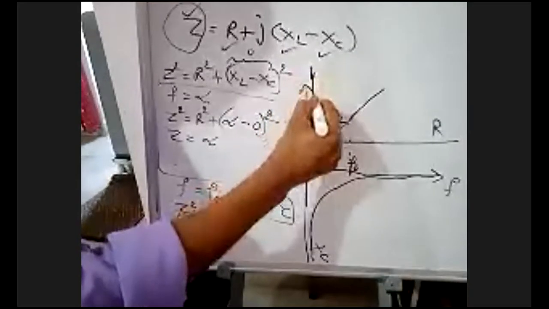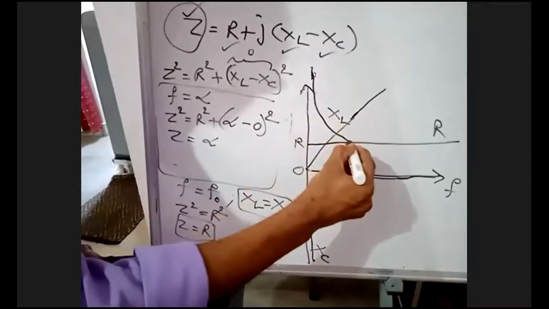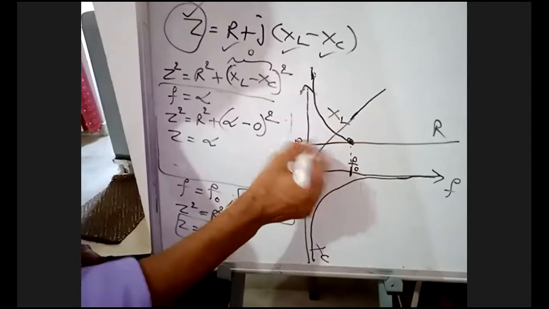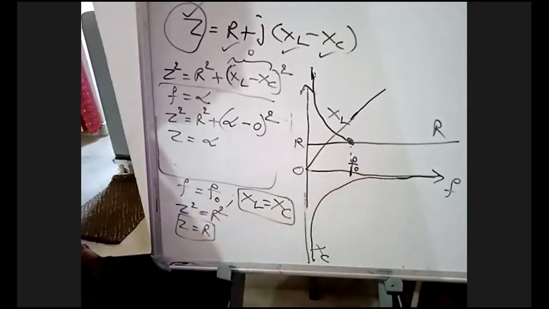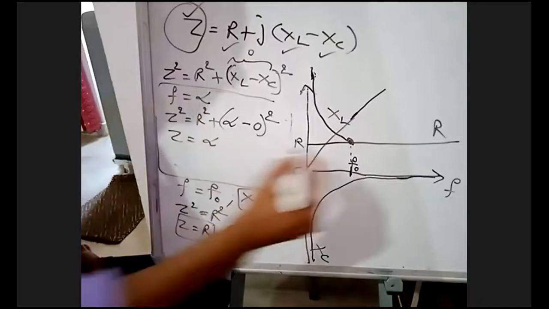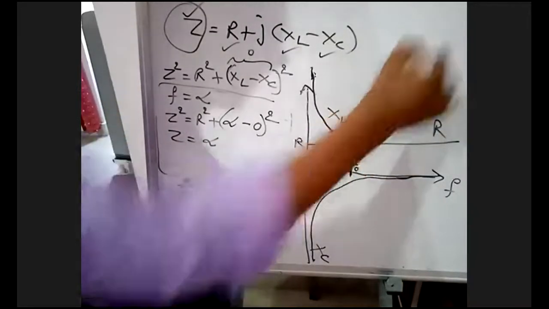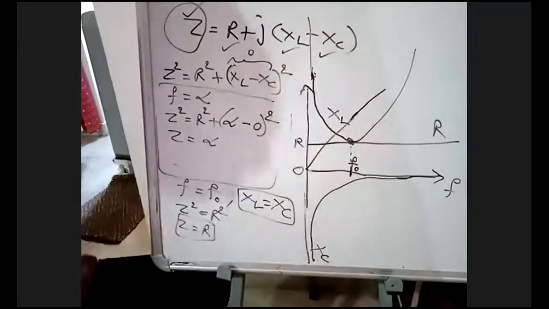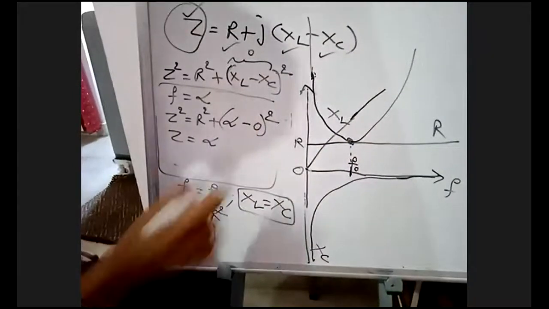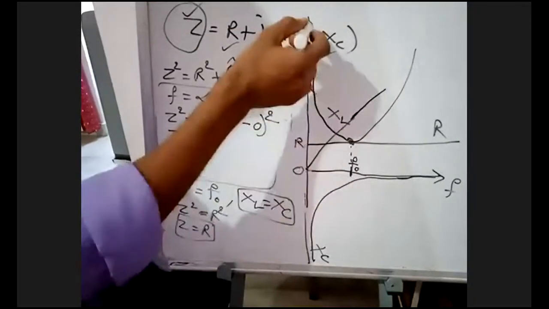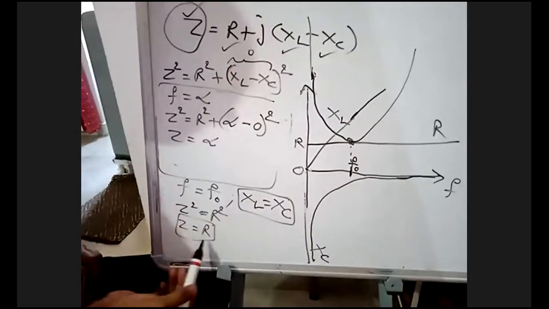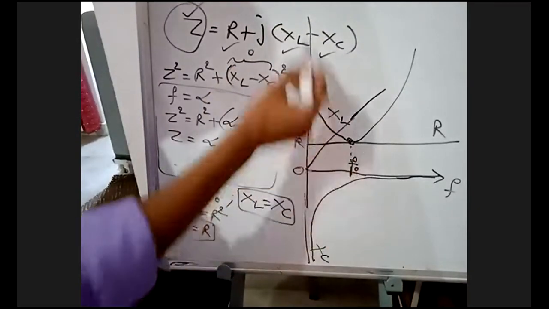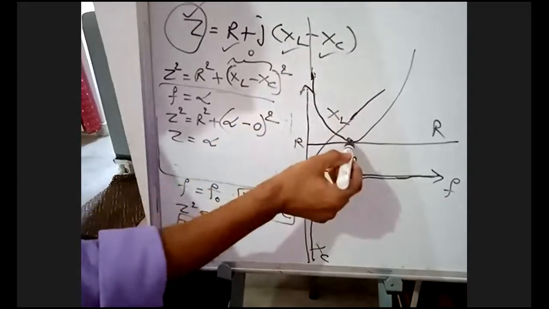So it is varying from plus infinity to R. It is touching the R line. At f is equal to infinity, it is going to infinity. So this is the curve. At f is equal to 0, it is infinity. At f is equal to f0, Z is equal to R. This curve is touching the resistance line.